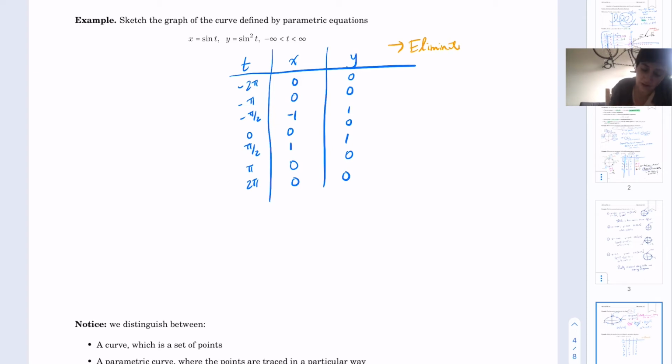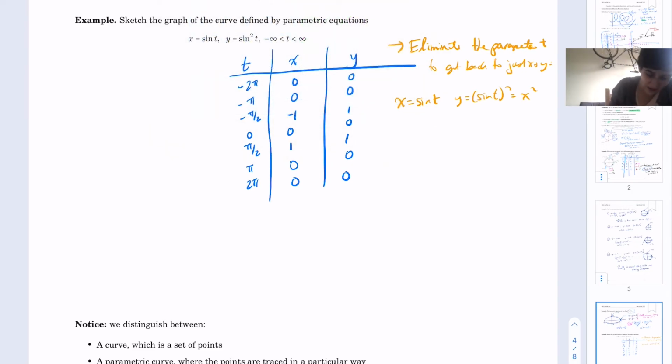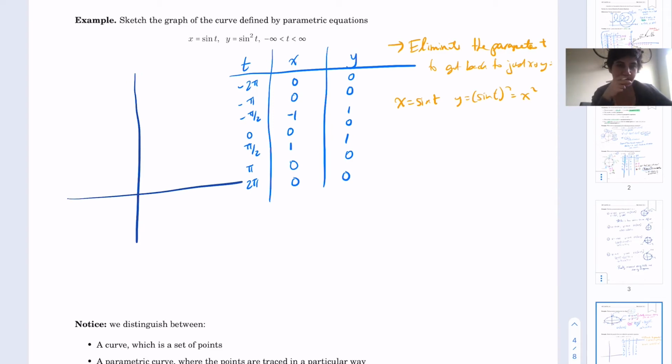But the other strategy we want to try is to eliminate our parameter, to get back to just x and y. Okay? So x is equal to sine t, y is equal to sine of t all squared, which is x squared. Okay? Great. I know what that looks like. Y equals x squared. That's my parabola. What's my issue?